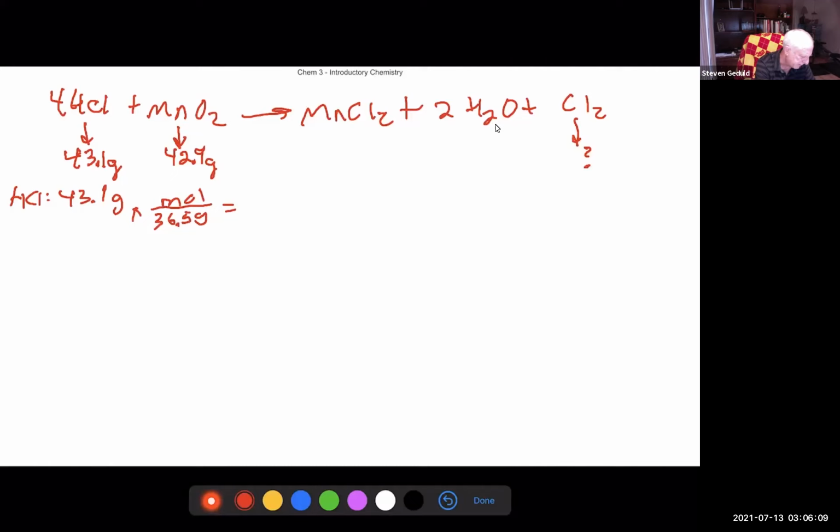43.1 divided by 36.5 equals 1.18 moles of HCl. We want to use manganese 4 oxide, MnO2.